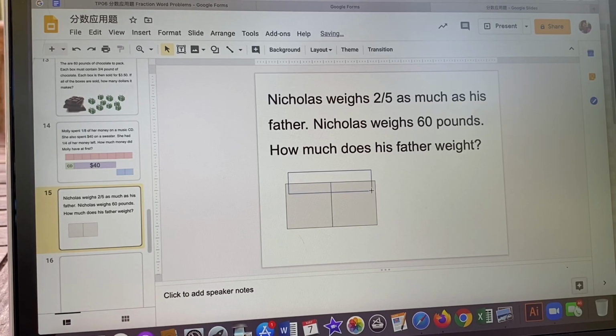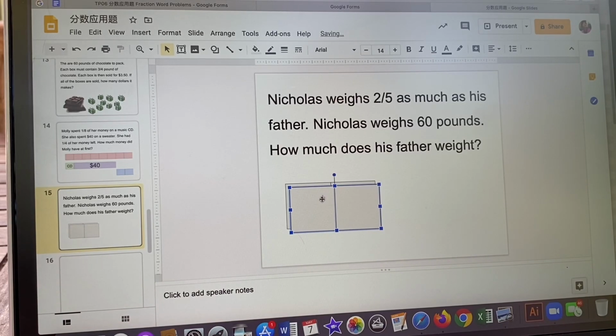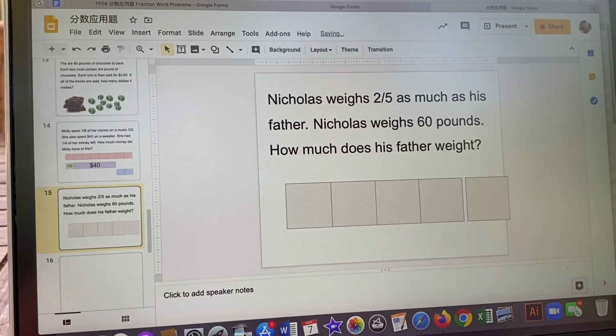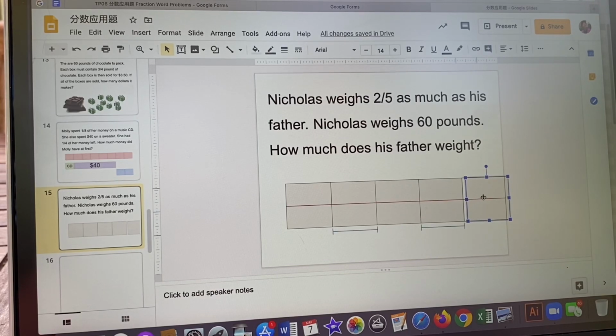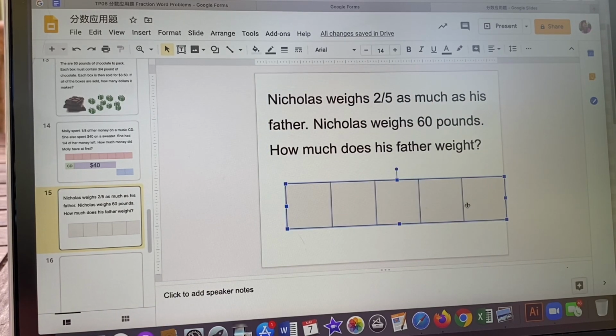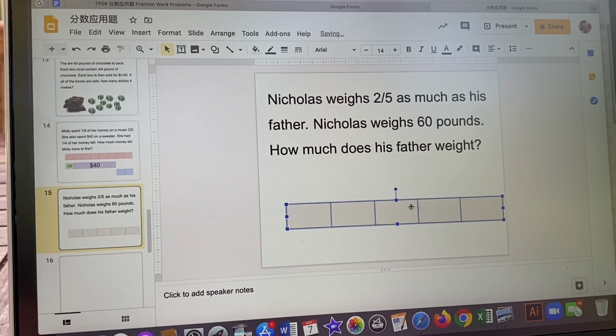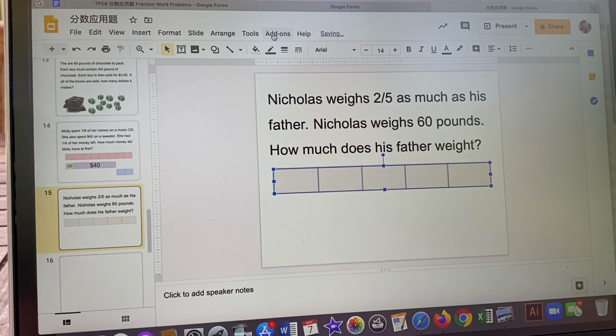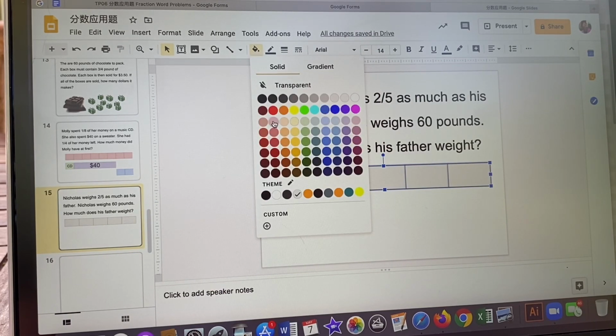2/5. No, one piece is good. Take this one away. Combine all these things together. Shrink a little bit. Move to the center. So 2/5 as much as his father.